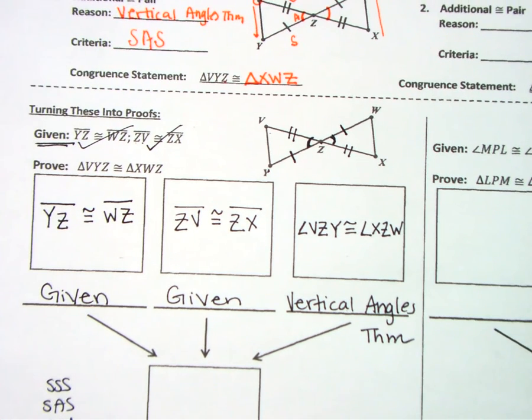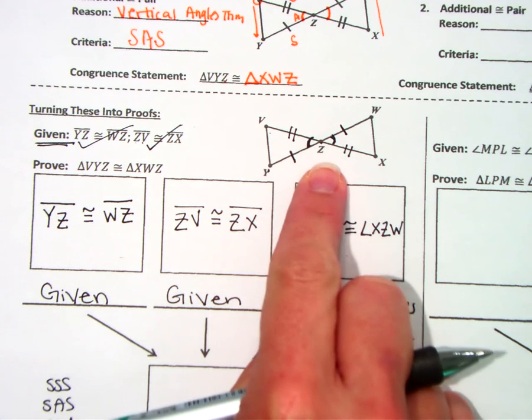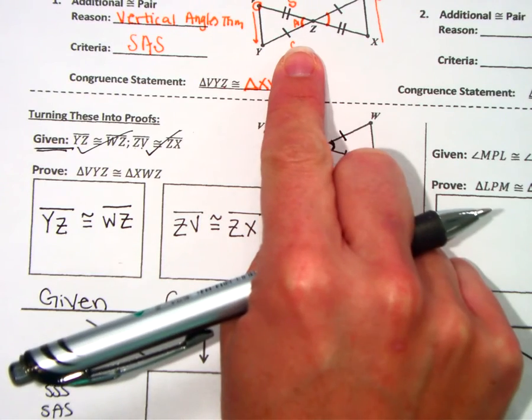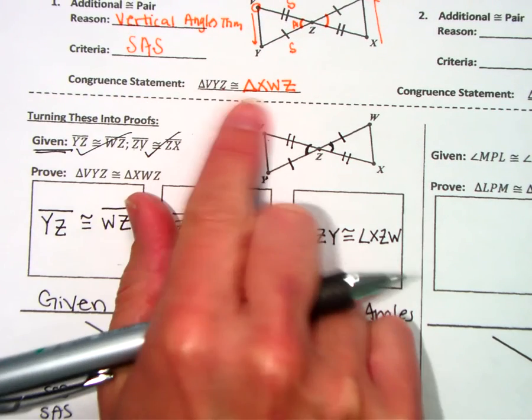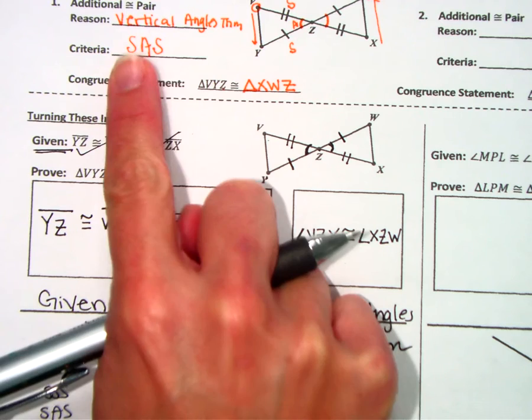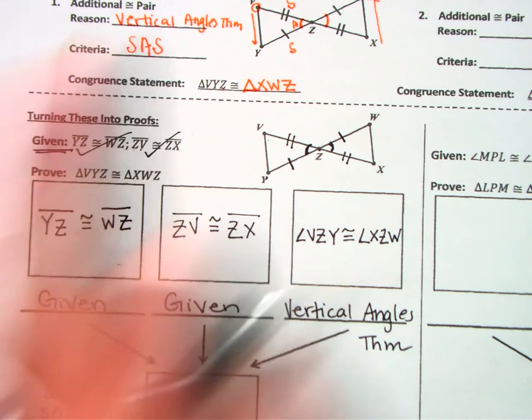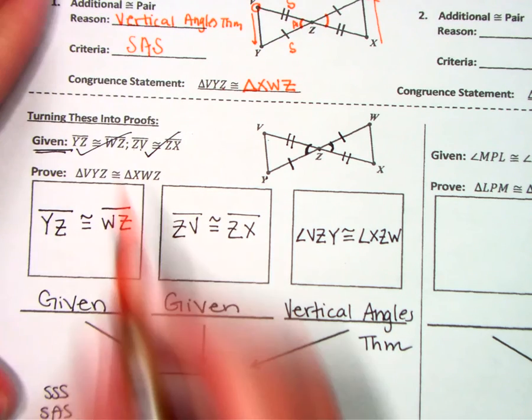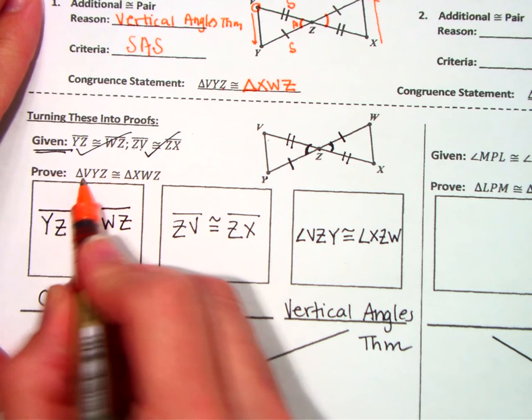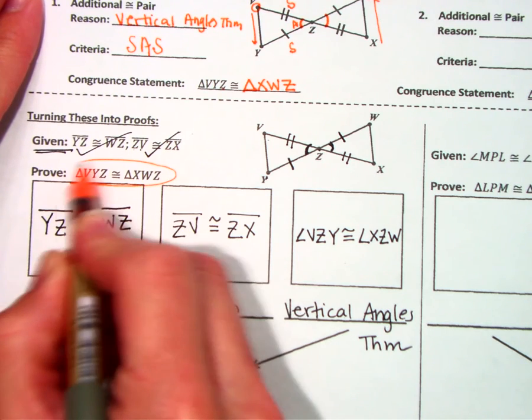So those are congruent by the vertical angles theorem. Okay. So now that I have my three things and my picture looks exactly as it did before, I am ready to state that my triangles are congruent by side angle side. Now, the other thing that you'll notice is that statement about the triangles being congruent is actually right here.